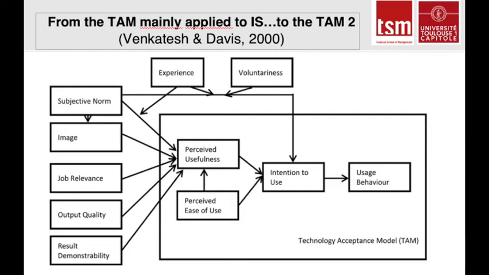So in summary, you can see that subjective norms and image, as well as the innovation related to job relevance, output quality, and result demonstrability influence positively perceived usefulness. On the other hand, the traditional perceived ease of use of an innovation and technology also positively influence perceived usefulness. Experience and voluntariness to adopt the innovation act as moderators and influence the link from the different input variables on intention to use, and finally, usage behavior.